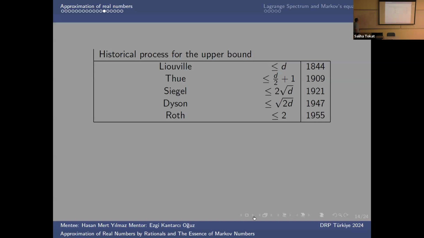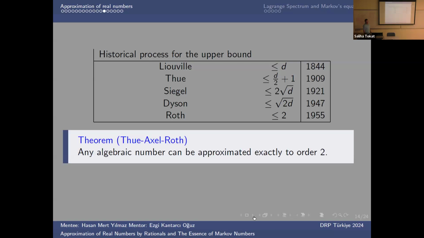If an algebraic number of degree D can be approximated to order D, now our upper bound is 2 and our lower bound is 2. This means that every algebraic number can be approximated to order 2. And a reminder for transcendental numbers: if a real number alpha is not an algebraic number, then it's a transcendental number.